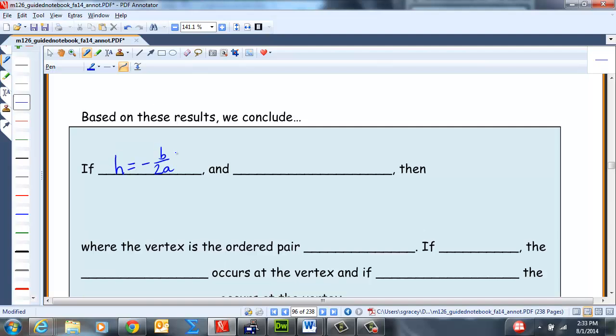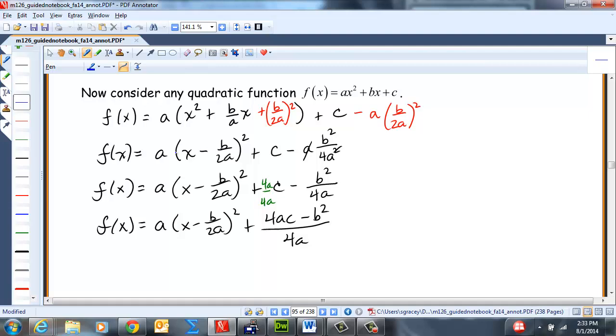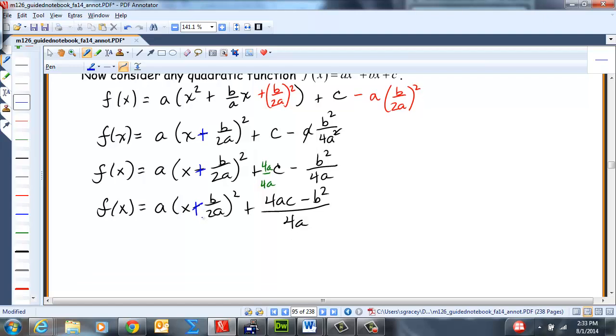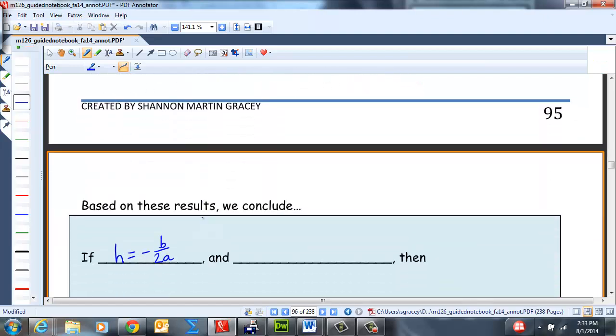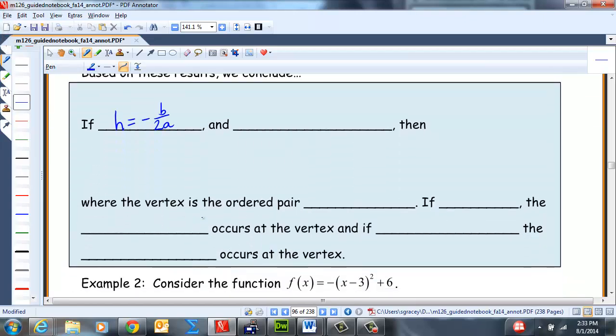actually, let me make sure, you know what, my apologies. You might have caught this. This should have been plus all along. I did not have a negative. Okay, so we end up letting h equal negative b over 2a, and k is equal to that second part, which was 4ac minus b squared all over 4a.